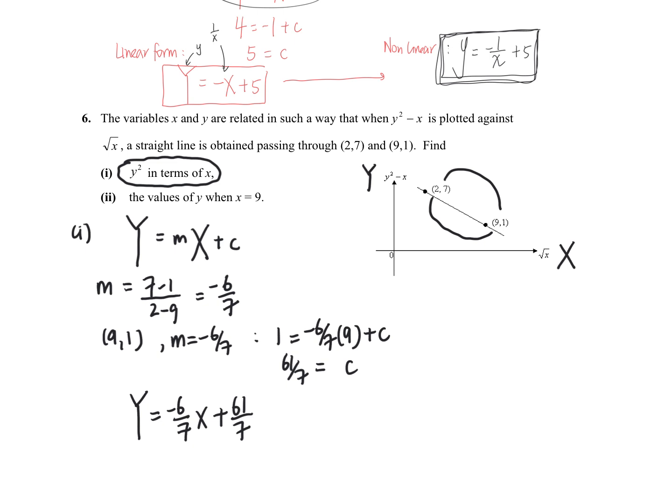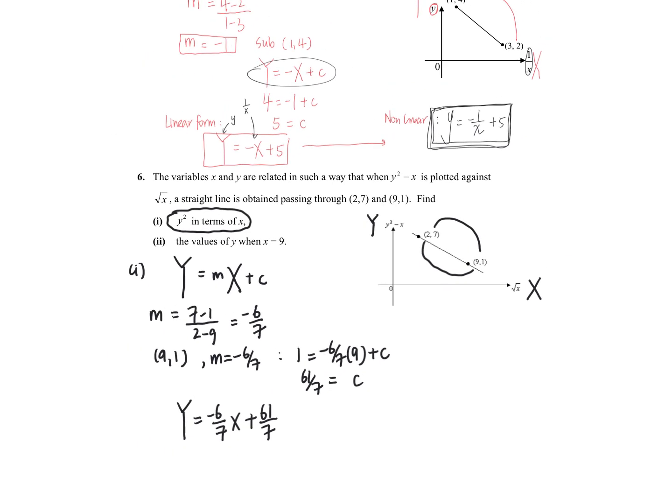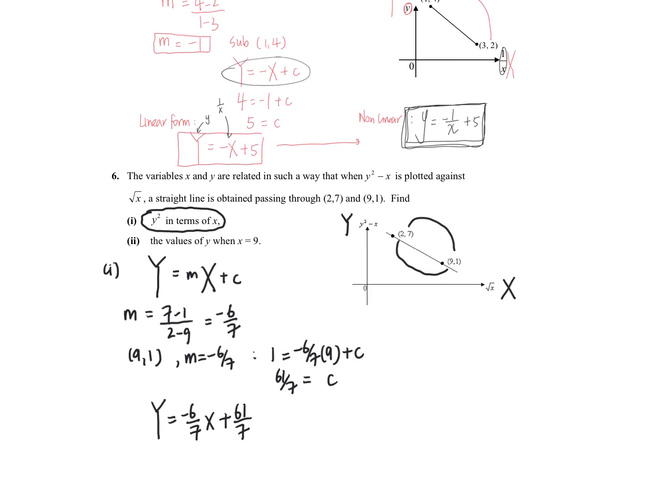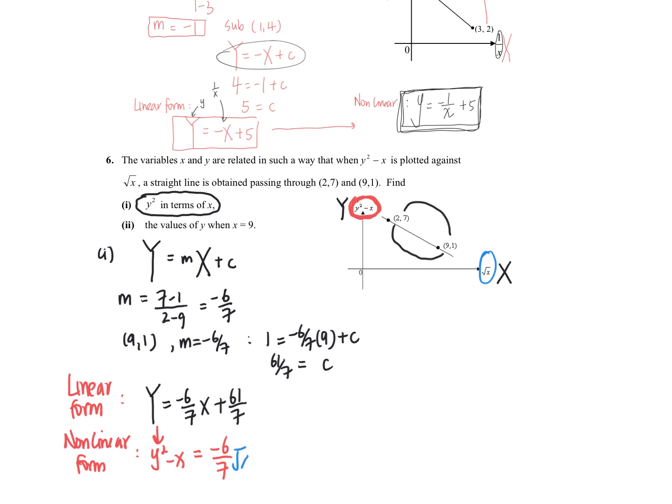Okay, so this is my original form. Now they say make it back into its original curve. This is my linear form, and now I'm going back into my non-linear form. So my big Y, I must change back to this not so cute expression: y square minus x. Then my big X is root x. The rest I just keep.